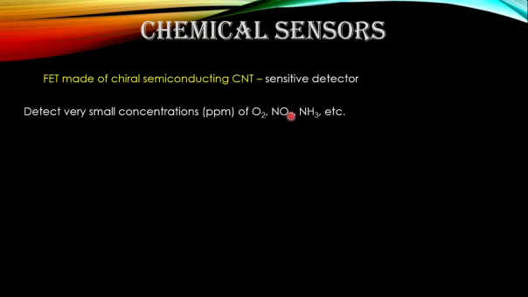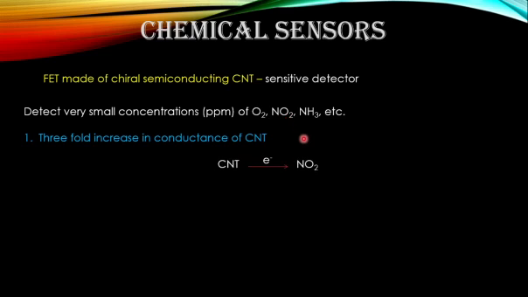And the next application is that carbon nanotube can act as a chemical sensor to detect chemicals like oxygen, nitrogen dioxide, ammonia, etc. The advantage is that it can detect even very small concentrations, like ppm, of these gases. And how do you know that these gases have been detected? You can see a threefold increase in the conductance of the carbon nanotube in the presence of these gases.